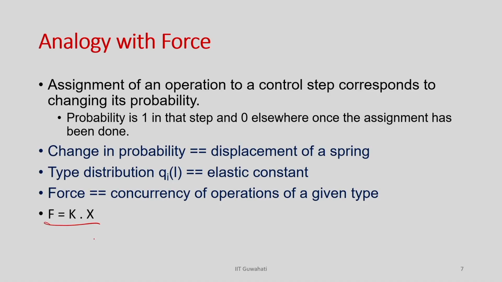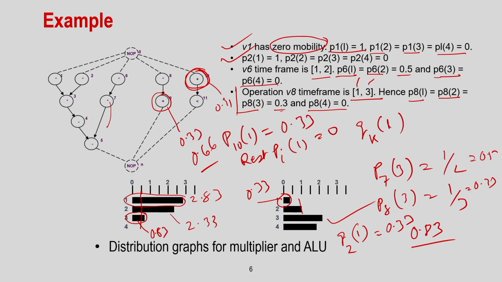Now you remember that force was k into x, where k was some elastic constant and x is the displacement value. So in our context of scheduling, what is x, what is k, and what is F? Let us try to understand that. As we have understood, because of the mobility, an operation has an equal probability of executing in each time frame. For example, V10 can schedule in 1, 2 or 3, so it has probability 0.33 in all these timestamps, equal probability.